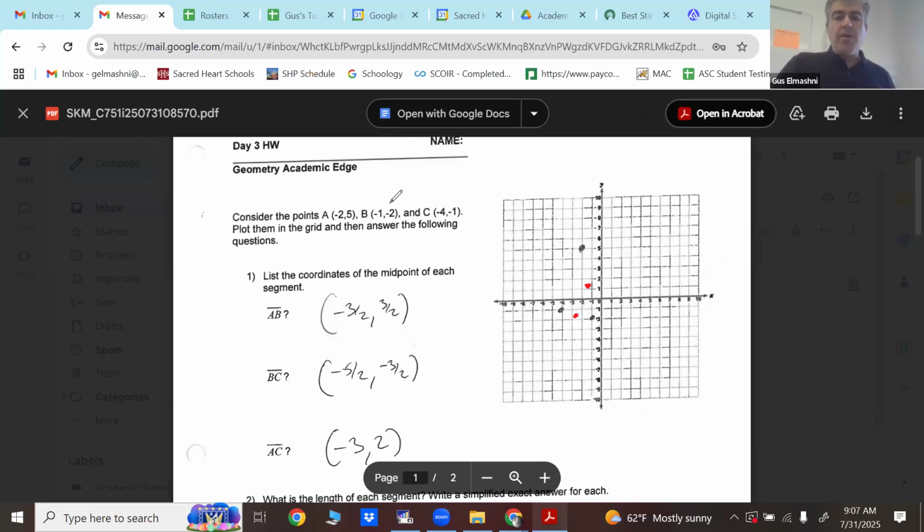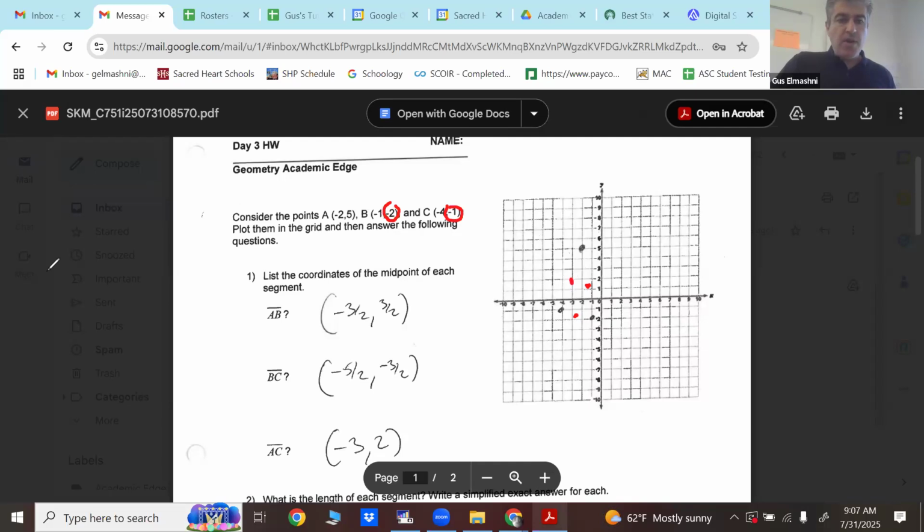Yeah, because what you're doing is you're averaging -2 and -1, which adds up to -3, and gotta divide by 2. That's up to you, doesn't matter. And AC should be -3, 2. Yeah, that's like right smack in the middle there.